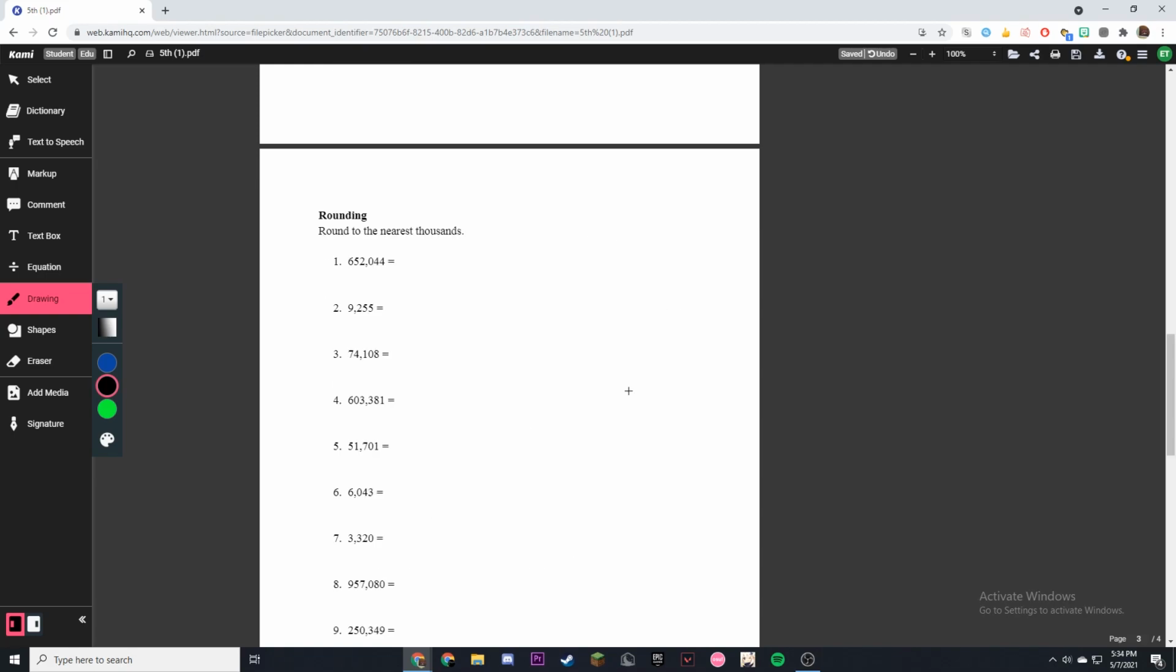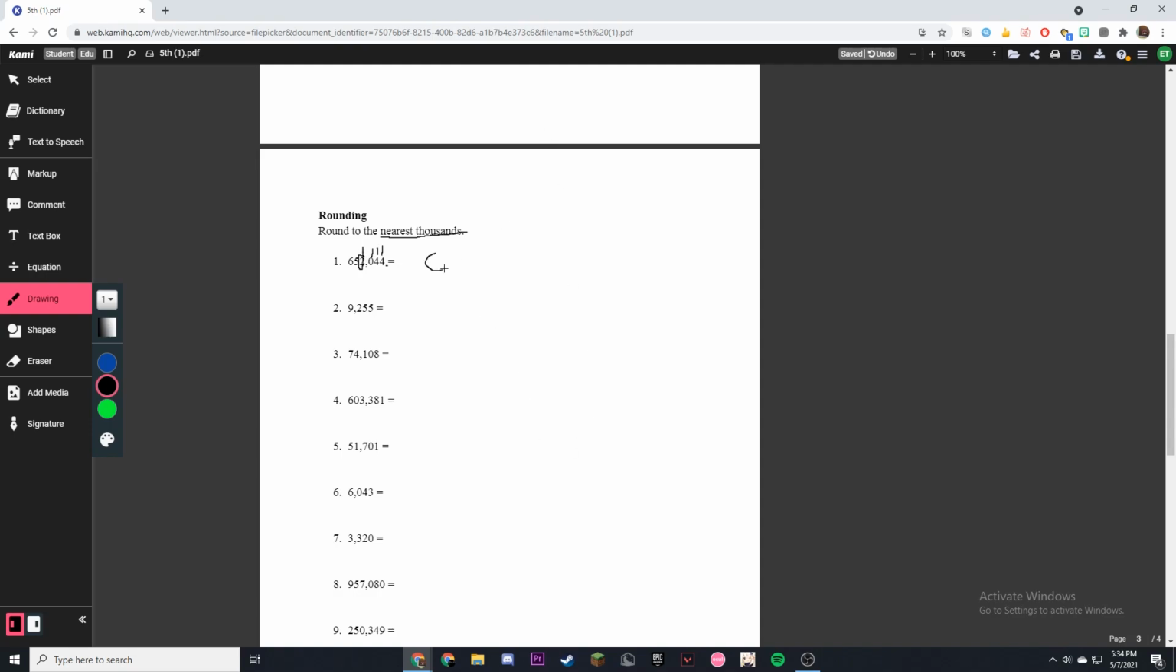On the rounding page, we're going to be rounding to the nearest thousandth. The thousandth is the fourth place from the right, so in number 1, it will be 1, 2, 3, 4. So we're rounding to this place.